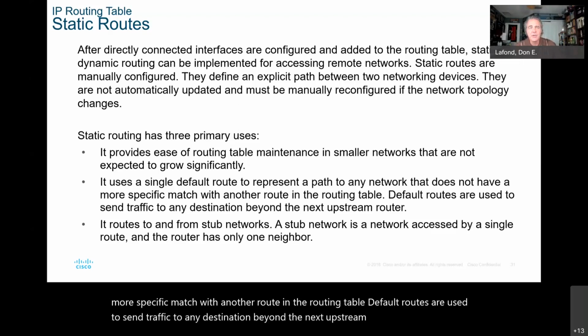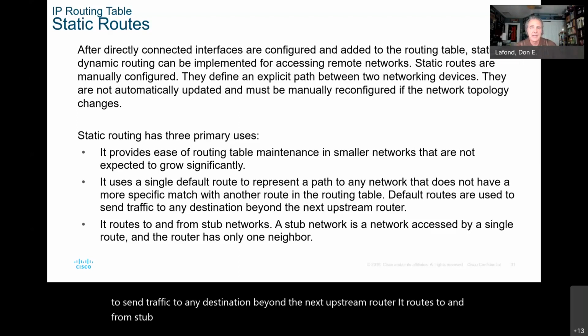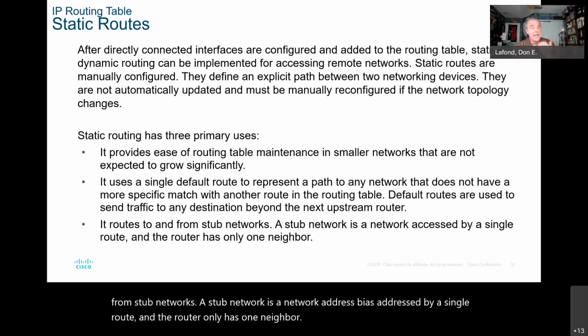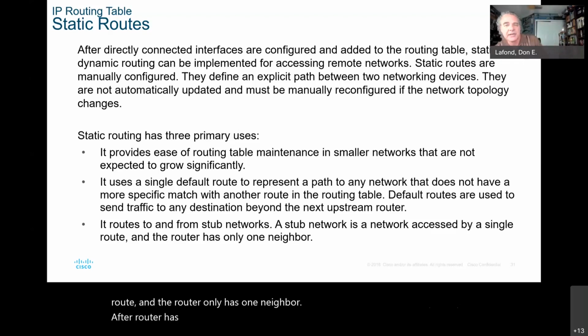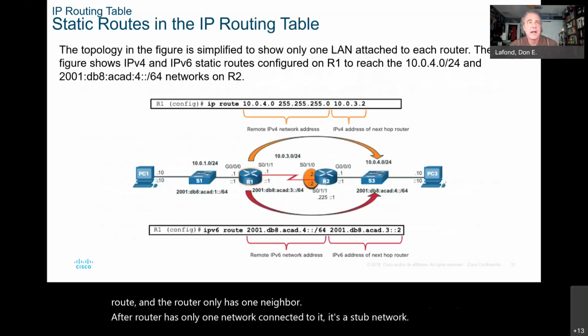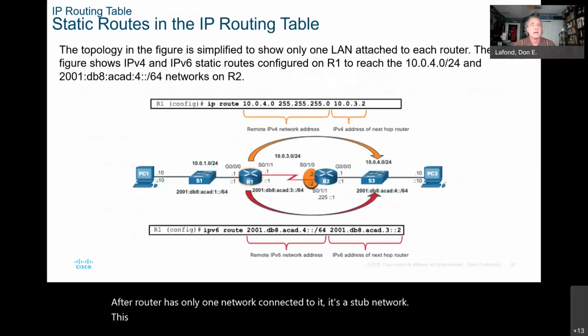It routes to and from stub networks. A stub network is a network addressed by a single route, and the router only has one neighbor. If the router has only one network connected to it, it's a stub network. This topology is simplified to show only one LAN attached to each router.